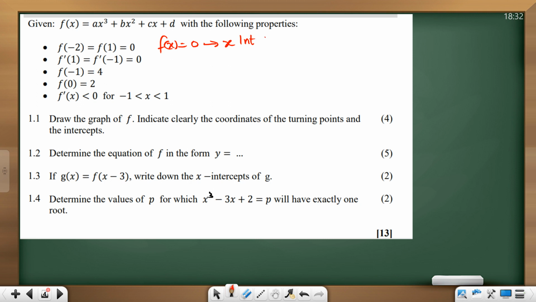What about this one? F prime of x equals what? 0. X turning point equals 1. X turning point, your graph is turning.